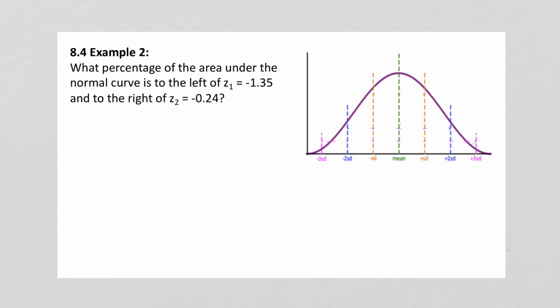Example 2 says what percentage of the area under the normal curve is to the left of negative 1.35 and to the right of negative 0.24. So negative 1.35 would be about here, that many standard deviations below the mean, and we want the area to the left.